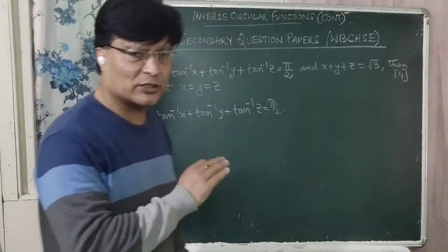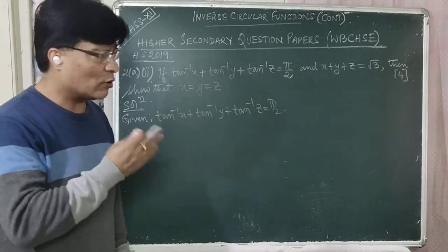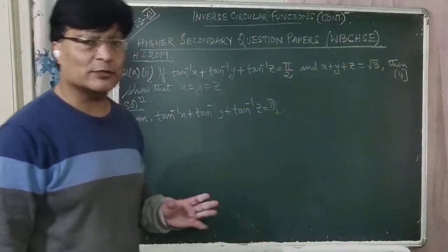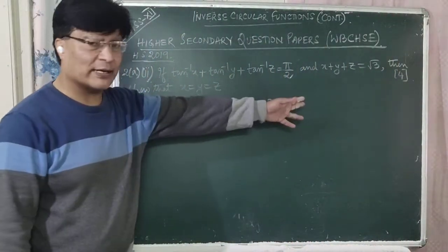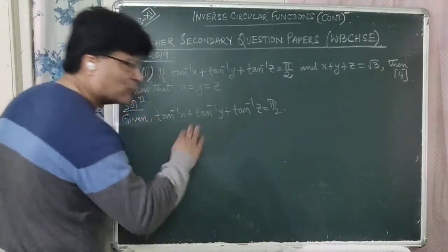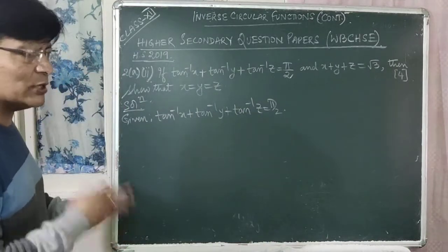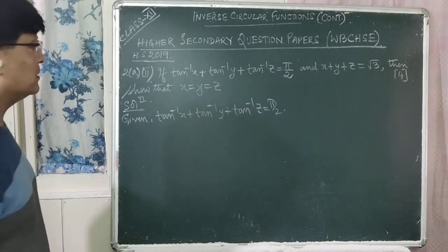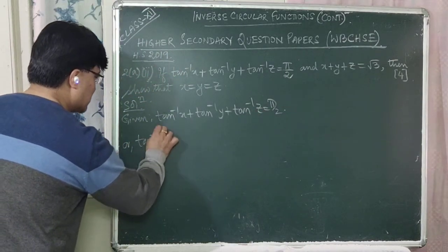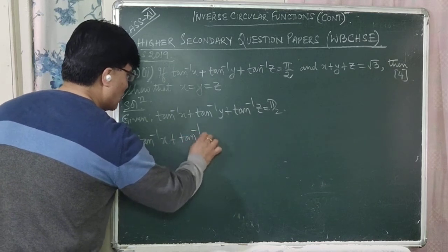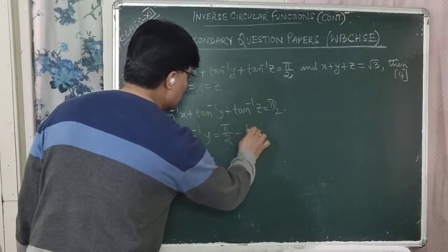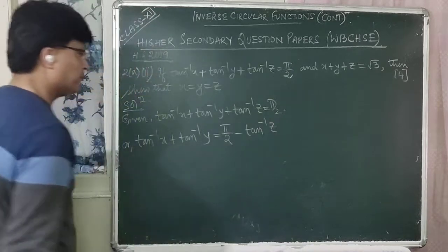You can take one of these 3 terms to the right hand side, and on the right hand side there should be only 2 terms, so that you can use the formula of tan inverse x plus tan inverse y. So let us take tan inverse z to the right hand side. You can also take tan inverse x or tan inverse y or tan inverse z; any one you can take to the right hand side. So let us take tan inverse z to the right hand side, keeping tan inverse x plus tan inverse y on the left hand side, which is equal to pi by 2 minus tan inverse z. Is that clear?